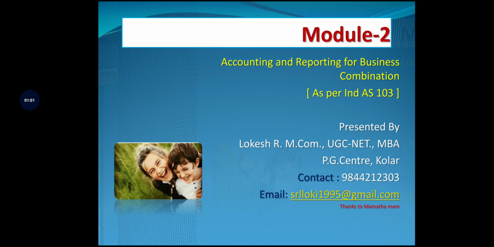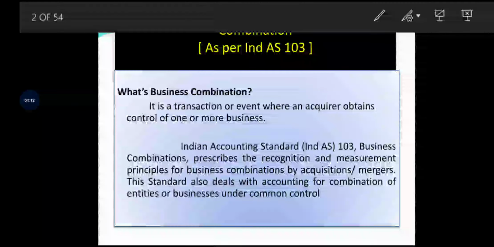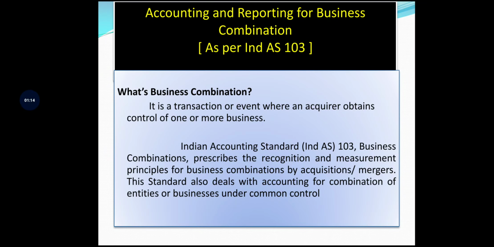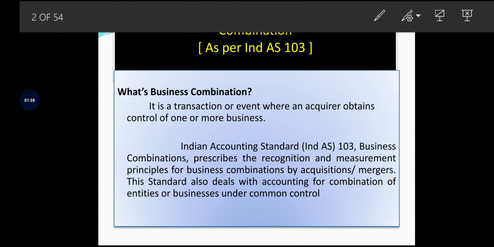Before going into the objectives, scope and disclosures of Indian Accounting Standard 103, first we have to know what a business combination is. A business combination is a transaction or an event where an acquirer obtains control of one or more business organizations. I will give you an example.